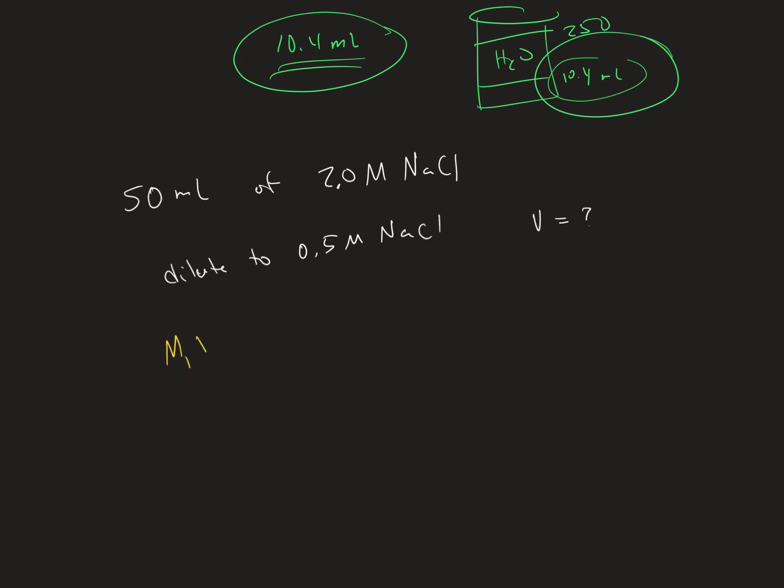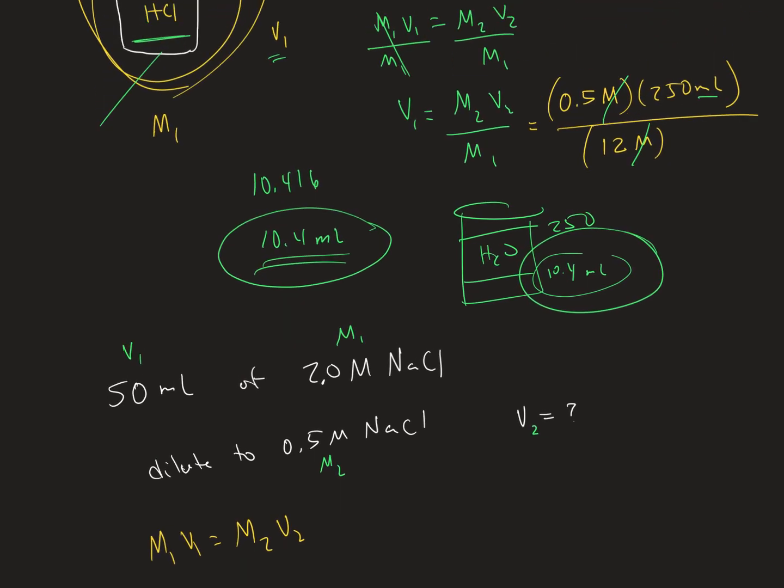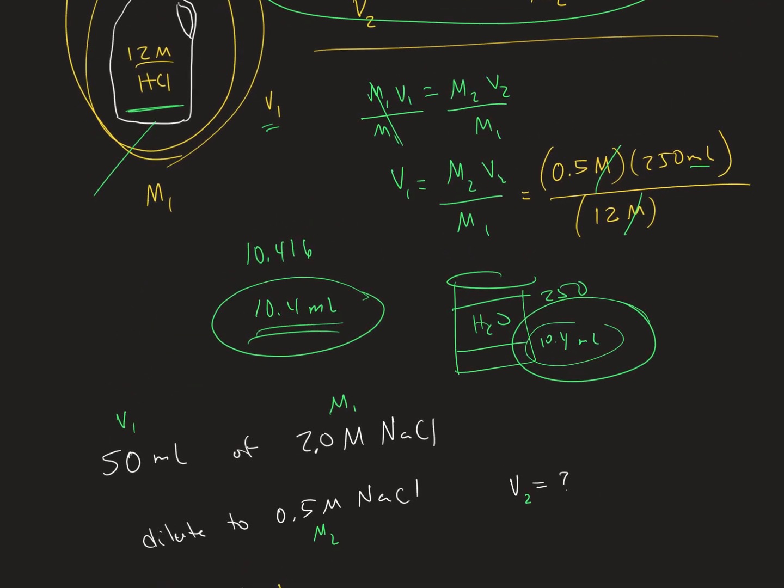So M1 V1 equals M2 V2, and we're solving for... we gotta label these, right? Which one should we say is M1? Molar first. Yeah, our first number, we're starting with this, right? And this 50 is V1. Then the 0.5 is M2, and we're looking for V2. Do you see? Oh, it's a different one. Dang it.